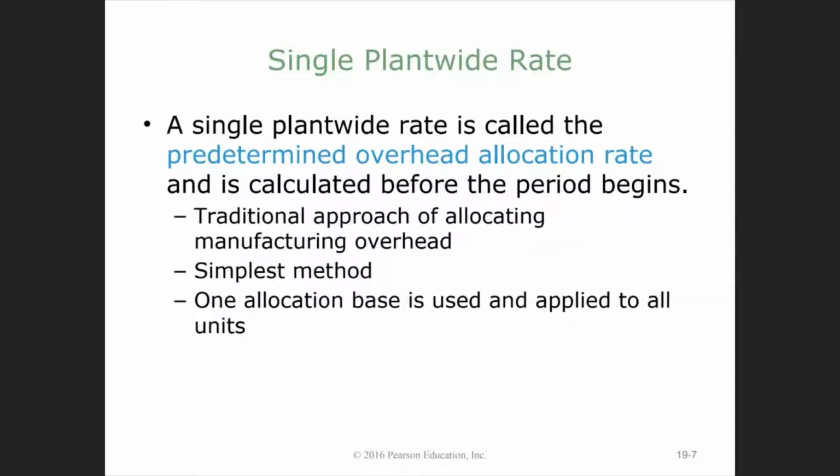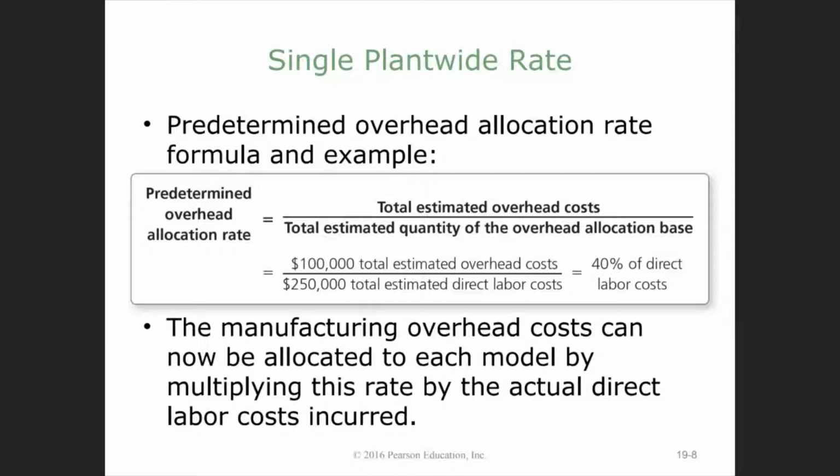A single plant-wide rate is called the predetermined overhead allocation rate and is calculated before the period begins. There's a traditional approach of allocating manufacturing overhead. It's the simplest method, and one allocation base is used and applied to all units. Here we have the predetermined overhead allocation rate formula. So make sure that you know this formula.